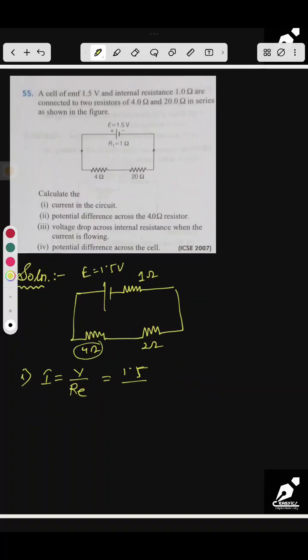Now say me one thing, this 4 ohm, 2 ohm and 1 ohm, these three resistances are always in series because this is an external resistance, and external resistance is always in series with the internal resistance. It will be 4 plus 2 plus 1. Right or wrong? Oh, it is 20, I'm sorry. Then it's 20 ohm. It will be obviously 1.5 by 4 plus 20 plus 1. It will be 1.5 upon 25.